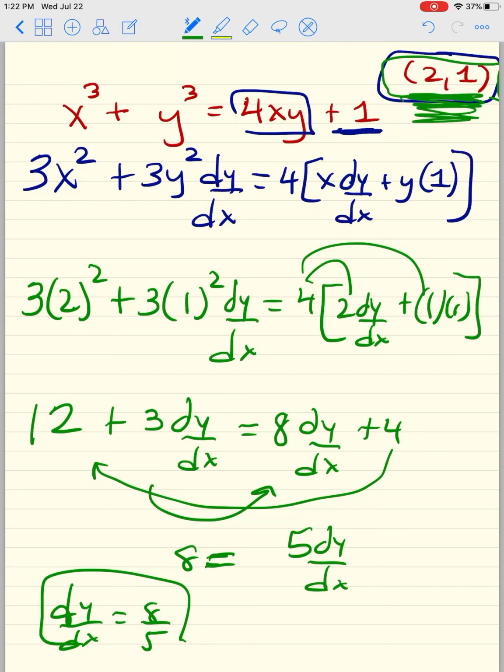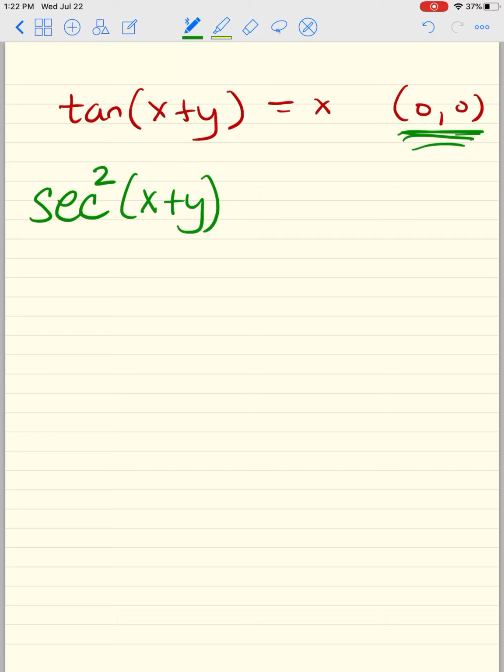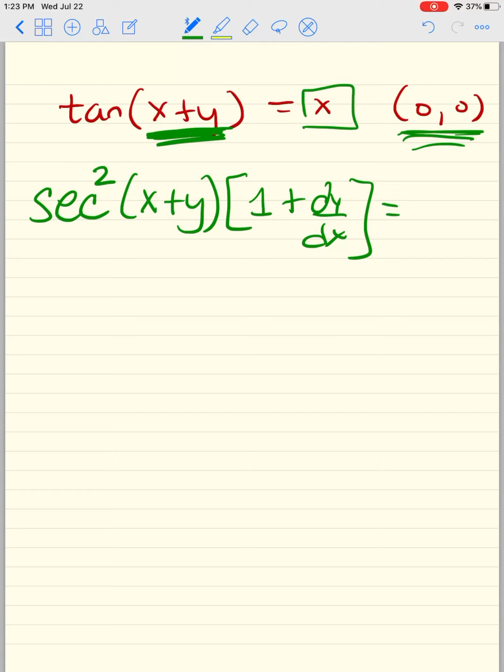So let's try one last example, okay? Tan of the angle x plus y equals x at the point 0, 0. What's the derivative of tan of the angle? Secant squared of the angle times the derivative of the angle. The derivative of x plus y is 1 plus dy/dx. Okay, it's not a product rule. There's a plus in between the two. Okay, so it's a sum, which makes it a power rule. This guy right here is a 1. Let's put a 0 for the x and a 0 for the y.